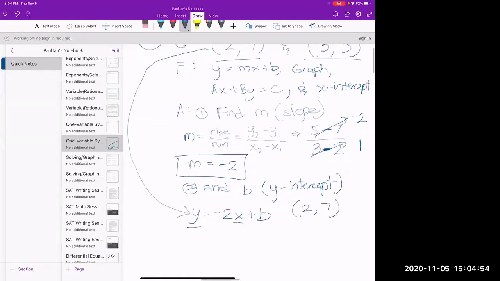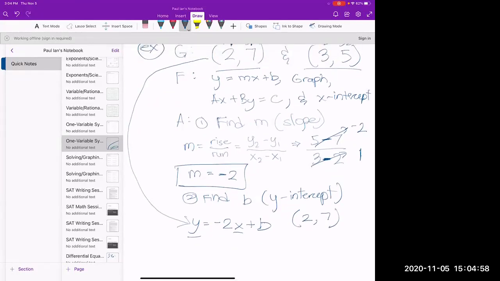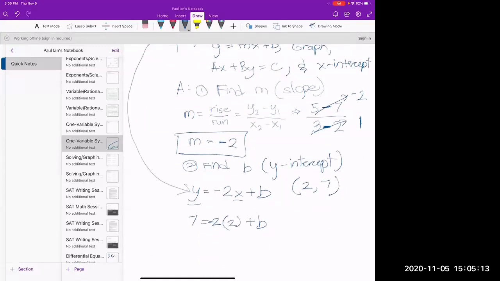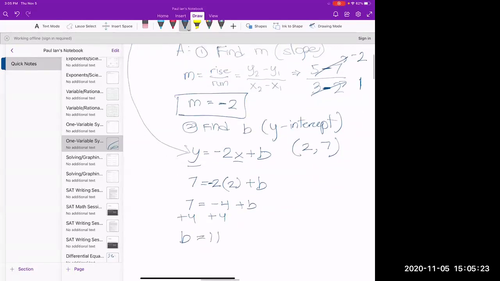So what is y in my coordinate? 7. Okay, 7 equals minus 2 times what? What's the x? 2. Okay, plus b. And then now you just solve for b, right? Yeah. Okay, 7 equals minus 4 plus b. So plus 4 on both sides. b equals 11, right? Yeah. So m equals minus 2, b equals 11.